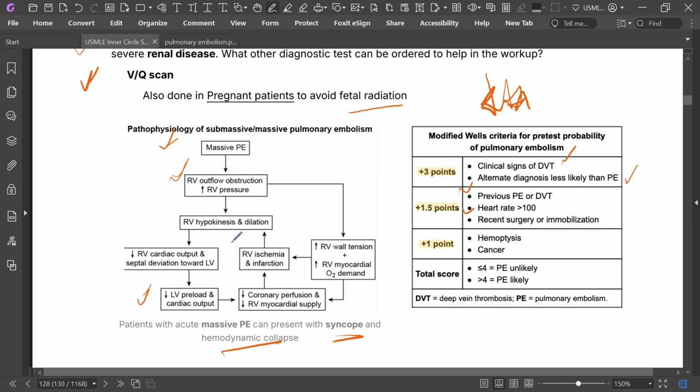So in pulmonary embolism, right ventricular pressure is increased, right ventricular wall tension increases, myocardial oxygen demand increases, coronary perfusion decreases and right ventricular myocardial supply decreases, which will increase right ventricular ischemia and infarction.